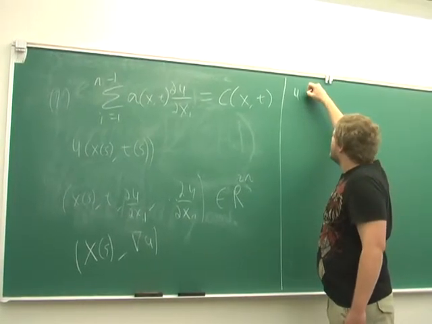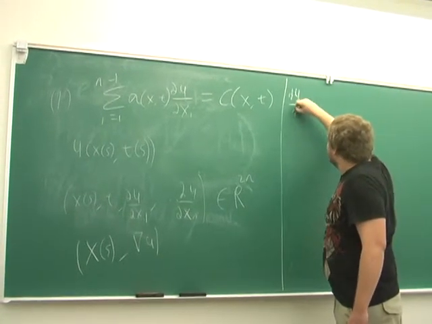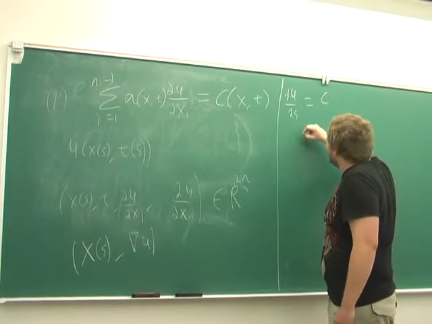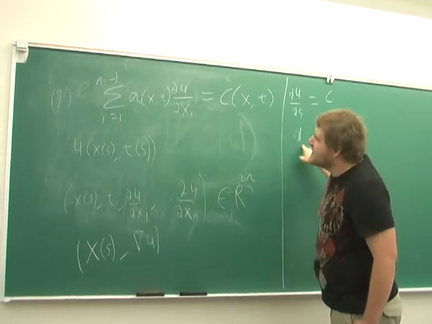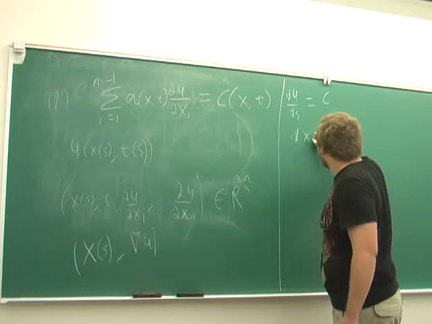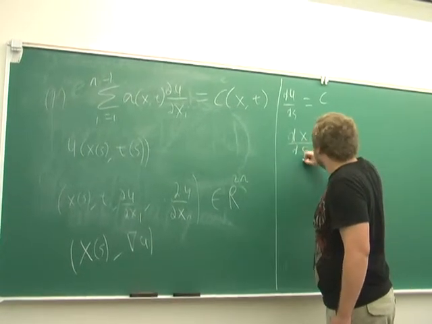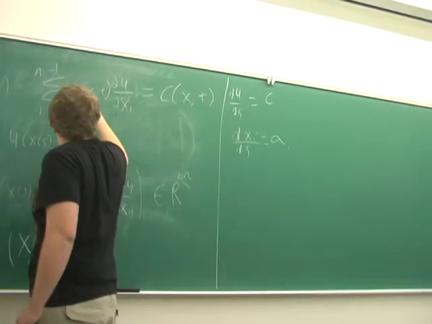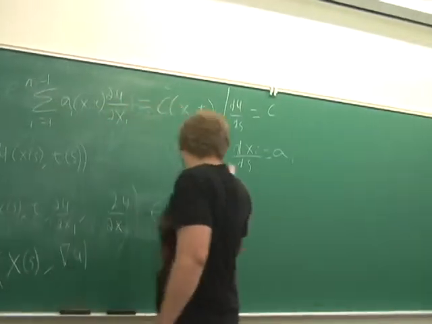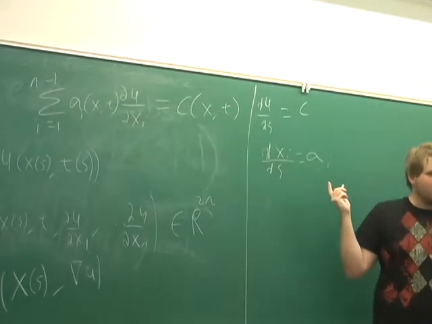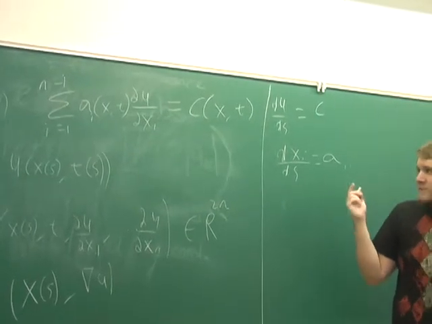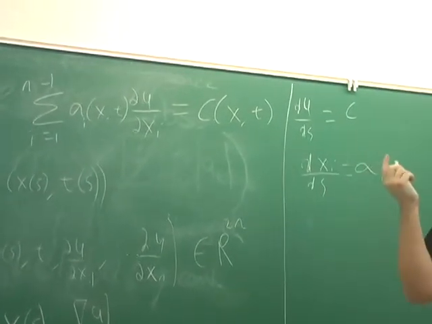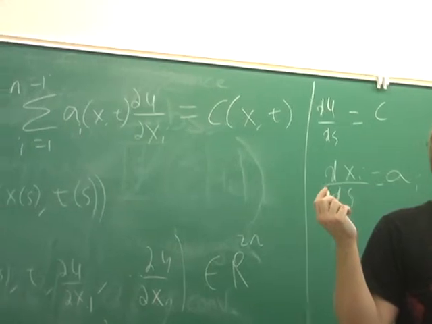Once we have done that, we will get a system of ordinary differential equations, du/ds being c, and then dx_i/ds being a_i. These are functions, and this looks familiar to everyone, right? Everyone's seen this before? What's missing in the specification of the original equation?